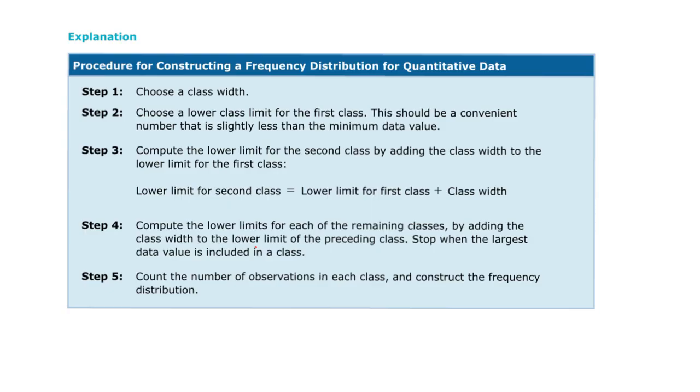This is the procedure for constructing the frequency distribution for quantitative data. First choose the class width, choose the lower class limit for the first class, then compute the lower limit for the second class by adding the class width to the lower limit for the first class. Then compute the lower limits for each of the remaining classes by adding the class width to the preceding class. Stop when the largest value of the data is included in the class, then count the number of observations in each class and construct a frequency distribution.